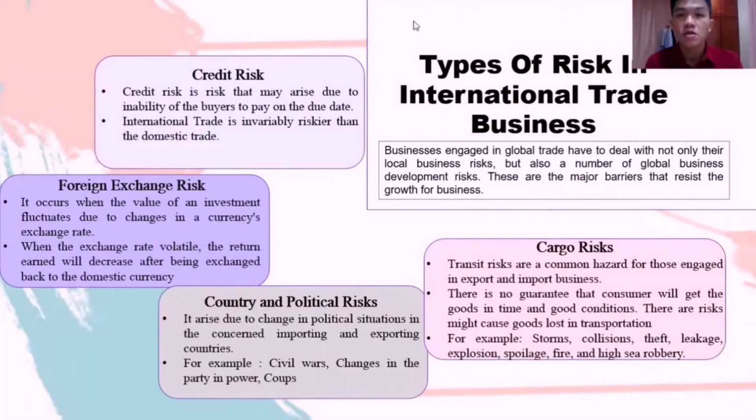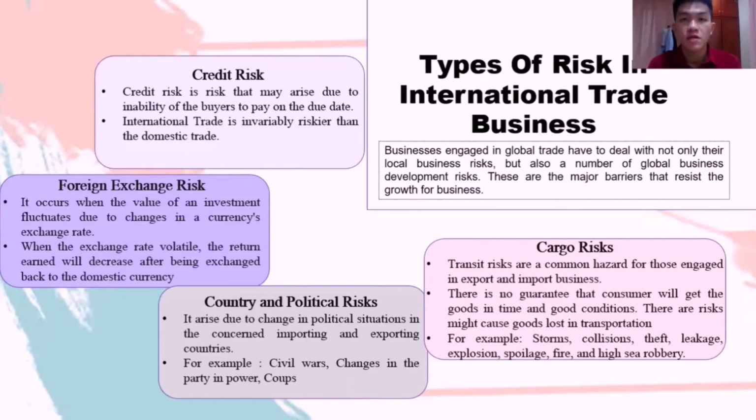Thirdly, cargo risk. Transportation of cargo has undergone radical improvements over a period. Most of the goods are transported by sea. Transit risks are a common hazard for those engaged in import and export business. There is no guarantee that consumers will get the goods in time and in good condition. There are risks that might cause hazard loss in transportation, for example, storm, collision, theft, explosion, fire, and sea robbery. The International Chamber of Commerce (Incoterms) has set out each party's roles and responsibilities with regard to shipping risk. It is best to work with a forwarding agent.